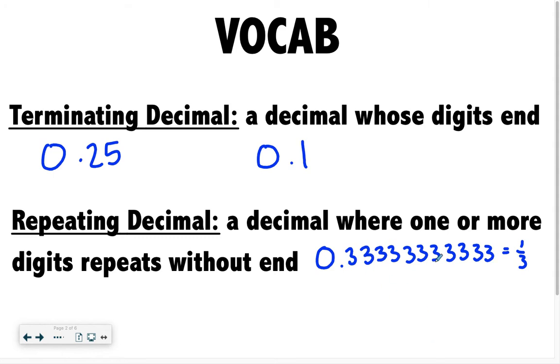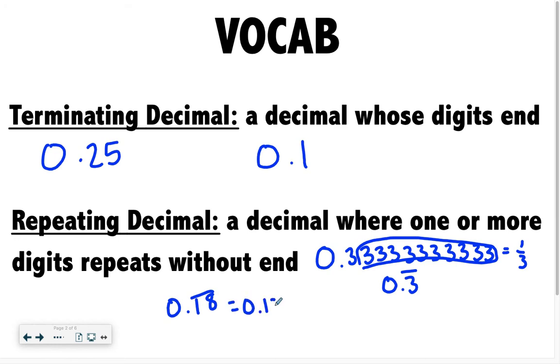And a faster way of writing it than having to write out all of those threes is to use something called bar notation. So that's when you write 0.3, and then this bar tells me that it continues on forever and ever without me actually having to write that. Another one could be if I had two numbers repeating, that would be the same as 0.18181818, and it would go on forever and ever. So you can see that using bar notation makes it easier to write repeating decimals.